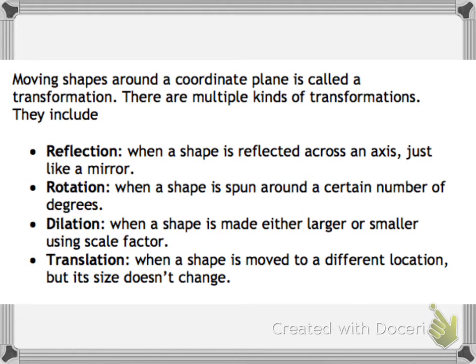Moving shapes around a coordinate plane is called a transformation. There are multiple kinds of transformations. They include reflections, rotations, dilations, and translations. Translation and transformation sound really similar, so I'm going to show you examples of what they look like.